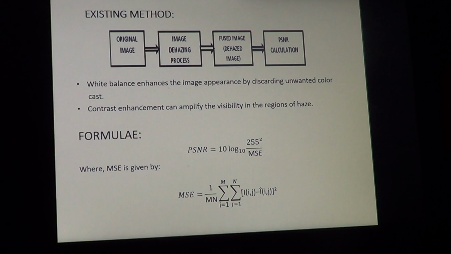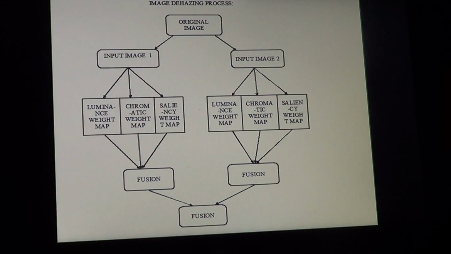And after that, we are going to estimate the PSNR value by using the formula 10 log to the base 10 of 255 squared divided by MSE. This 255 is nothing but the grayscale value and MSE is the mean square error. And the mean square error is nothing but the difference between the original uncorrupted image and the observed image. And then we move on to the next slide.